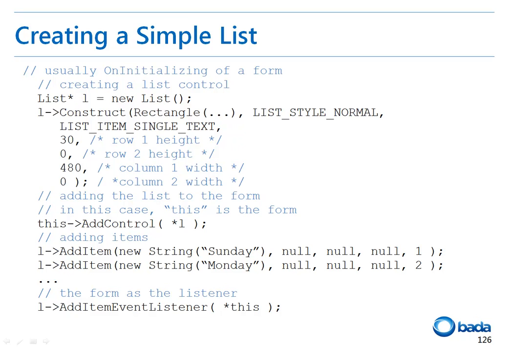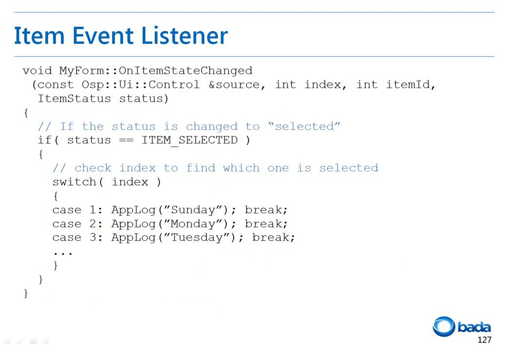We specify the rectangle that defines the size and location, the line style, the list format, the heights of the rows, as well as the widths of the columns when constructing the list. After this, we add this list to the form and add items to the list. Finally, we add the form class as the event listener of the list. Lastly, we implement the onItemStateChanged function of the form class. In this function, if the item state is item_selected, an appropriate text string is output according to the index.